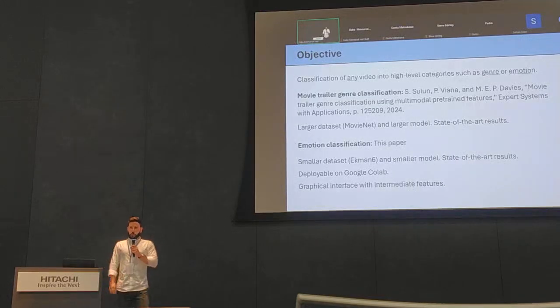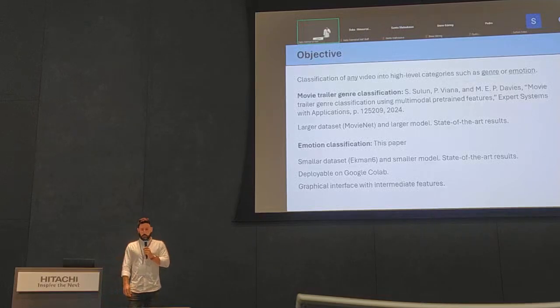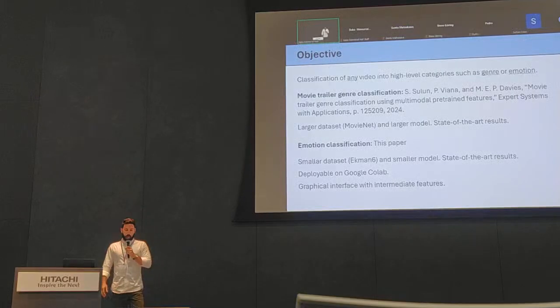And this is a continuation paper. The original paper was in Expert Systems with Applications, but I used genres instead of emotions because I had a larger data set with MovieNet, so I could use larger models without overfitting, and we obtained state-of-the-art accuracy results. And then I kind of modified the model.